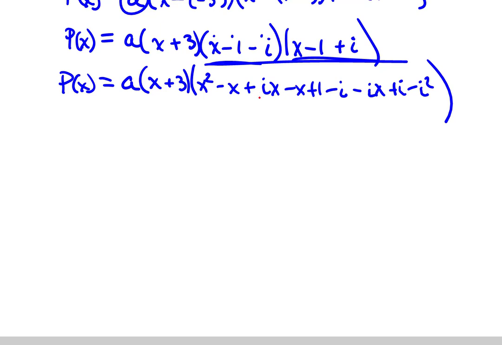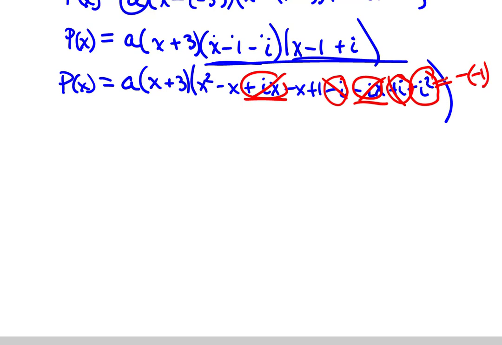If we look very carefully here, notice there's a plus ix and a minus ix term. Those would cancel right out. Also notice there's a minus i and a plus i. Those would cancel out. Other terms are just real number coefficient terms that could be combined and simplified. But then at the very end we have this minus i squared term. Well, i squared is really negative 1, so this is really a negative 1 term that we have going on at the end.